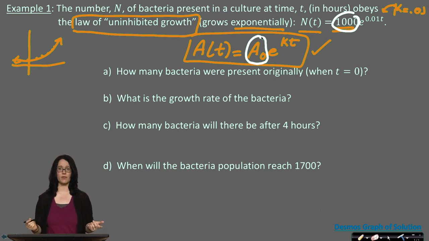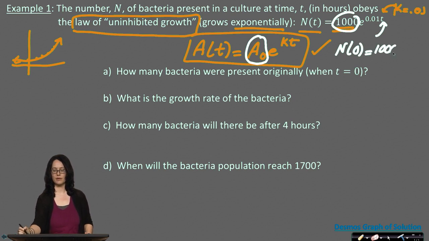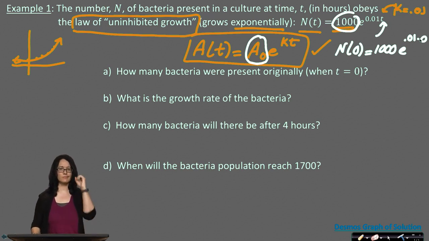The reason for that, by the way, it's not just made up. If you were to let time t equal 0, you would say, okay, initially when time t is 0, how many bacteria do I have in my culture? N of 0, if you will. Well, wouldn't that just be 1,000 times e to the 0.01 times 0? But what happens if you multiply by 0? You get 0. So I would just have e to the 0 as your exponent.